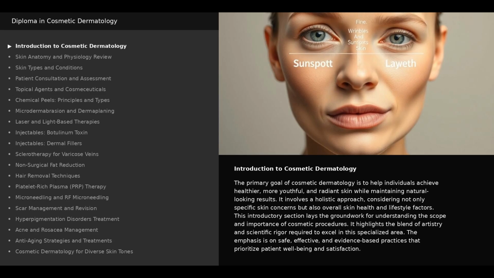This introductory section lays the groundwork for understanding the scope and importance of cosmetic procedures. It highlights the blend of artistry and scientific rigor required to excel in this specialized area. The emphasis is on safe, effective, and evidence-based practices that prioritize patient well-being and satisfaction.